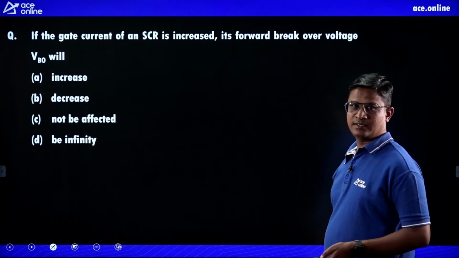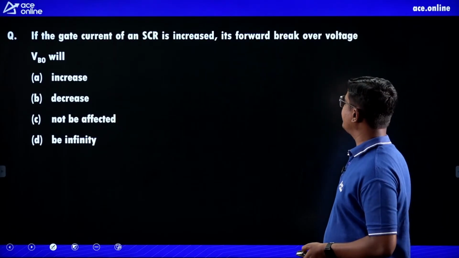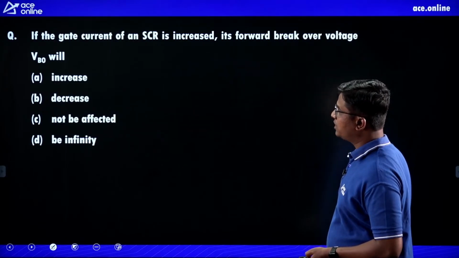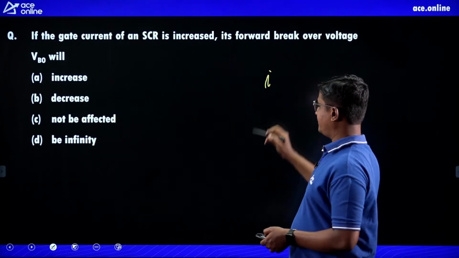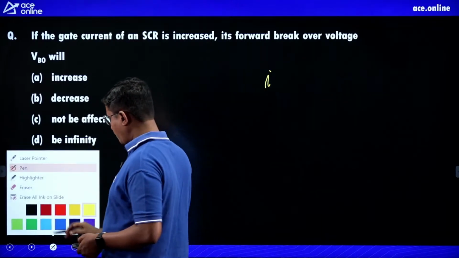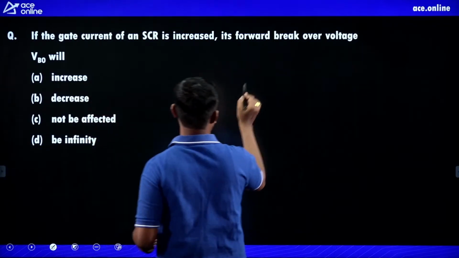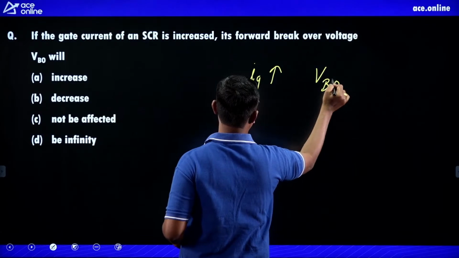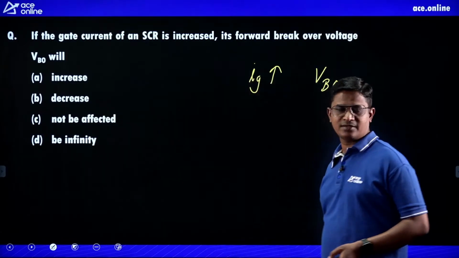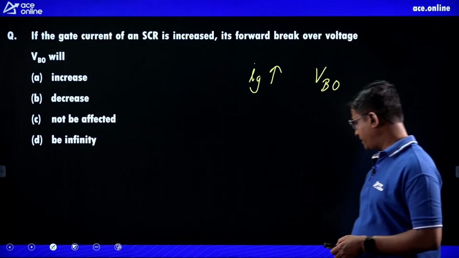Yeah. Next, if the gate current of an SCR is increased, its forward breakover voltage VBO will, as gate current increases, the forward breakover voltage, yes, will it increase or decrease? As gate current increases, the breakover voltage, in the sense the voltage required to turn on the device, will it increase or decrease? Come on.